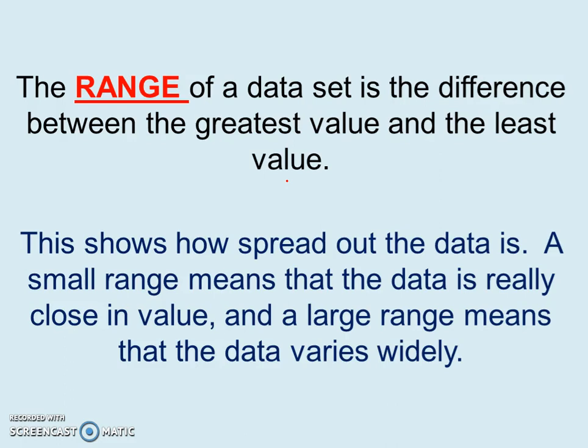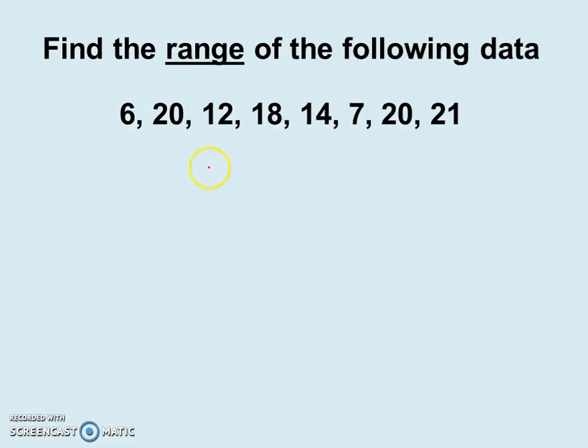So if you have a small range, like let's say the range was only like 10, that means that the data is all really close in value. So there's not a lot of variance among the different data values, right? Whereas if you have a large range, like 85 or something, that means that the data is spread out and it varies greatly.